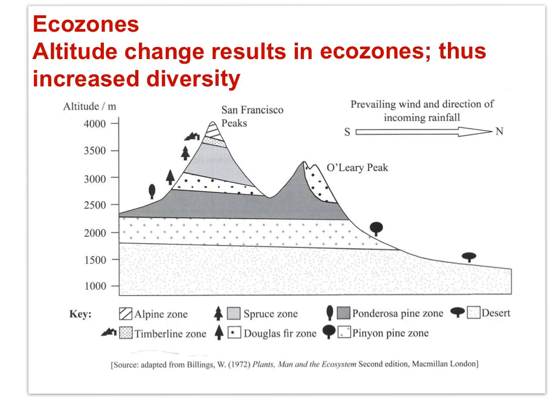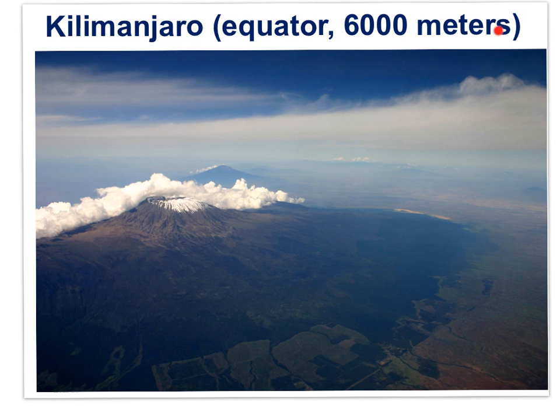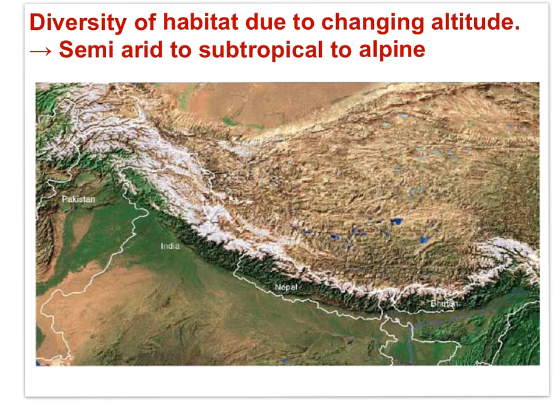The San Francisco Peaks in Arizona have the desert ecozone in close proximity to the alpine ecozone due to altitude change. Altitude change results in ecozones, thus increased diversity. Mount Kilimanjaro is a 6,000-meter peak located on the equator. At the base, there's tropical forest, but at the top, there's an alpine ecozone. Over very short distances across northern India and into Nepal, varying ecozones exist due to altitude, from semi-arid to subtropical to alpine. The variety of ecozones due to altitude increase the biological diversity of the region.